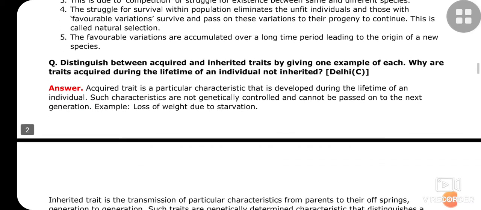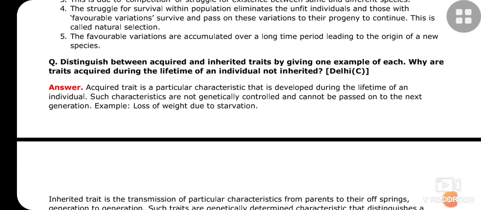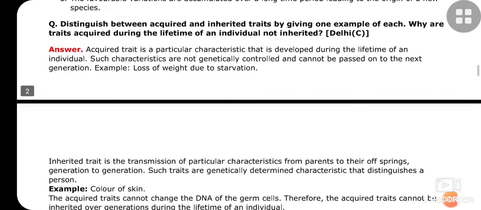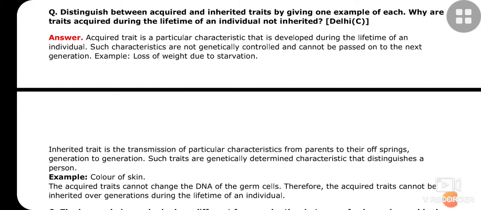The next question is, distinguish between acquired and inherited trait by giving one example of each. Why are traits acquired during the lifetime of an individual, not inherited? This is what I was explaining to you in the previous question. Here it is in detail. Read the question once again. Distinguish between acquired and inherited traits by giving one example of each. Why are traits acquired during the lifetime of an individual, not inherited?